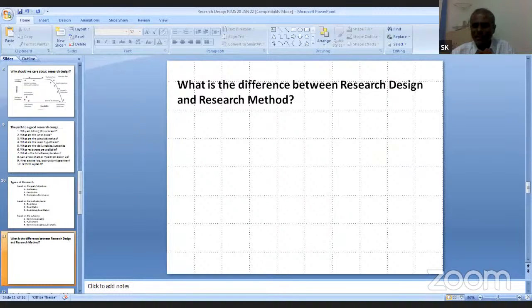The research design is what actually we are going to do our research on, and the method is what I'm going to do stepwise according to the research design. Exactly. Very, very correct answer. What and how. Research design is a what, and research method is how. Exactly. Very good.